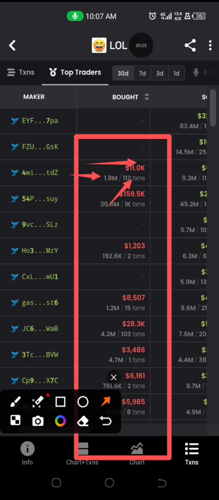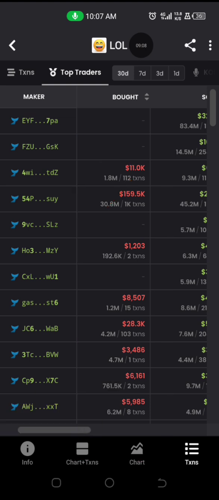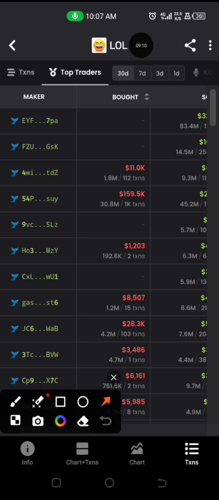So as you can see, look at this other one as well. Look at this one too. You see how much: 159.5k, and how many pieces of the token? 30.8 million. How many transactions? 1k transactions. You see how this one with a high transaction number, they are certainly making use of bots, because there is no way you can do this manually.